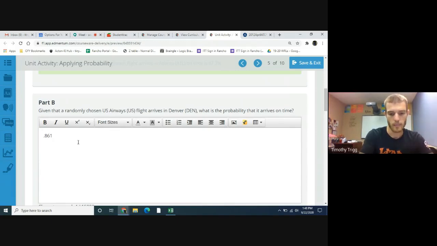And we might want to write it in a sentence, perhaps. Probability that a US Airways flight arrives in Denver on time is 0.61.